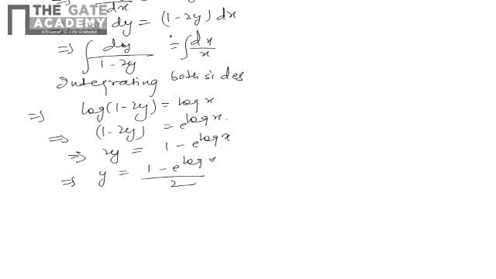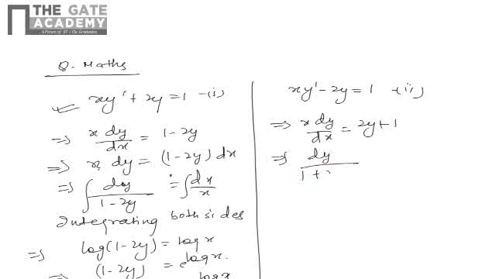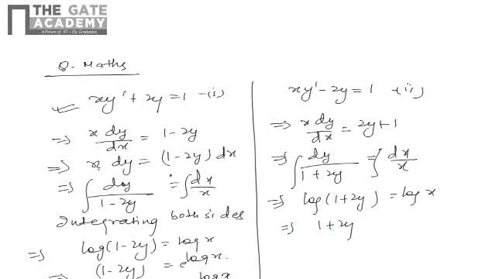Similarly, if you integrate this value, you will get x dy by dx equals 2y plus 1. Just take it on the other side, 1 plus 2y. Similarly, it will be dy by 1 plus 2y equals dx by x. Then again integrate on both sides. This will be log of 1 plus 2y equals log of x, so 1 plus 2y equals e to the power log x. This will be 2y equals e to the power log x minus 1. If you convert this, this will be y equals minus 1 minus e to the power log x, by 2.